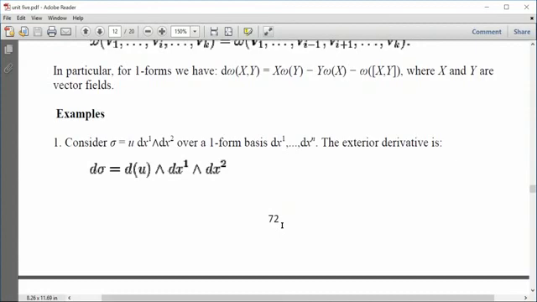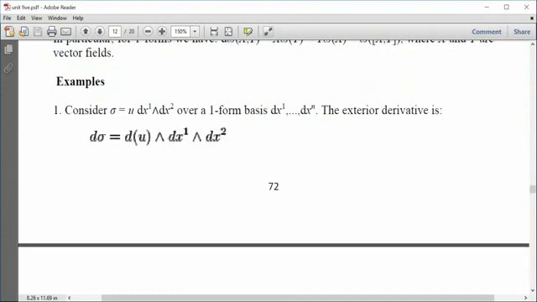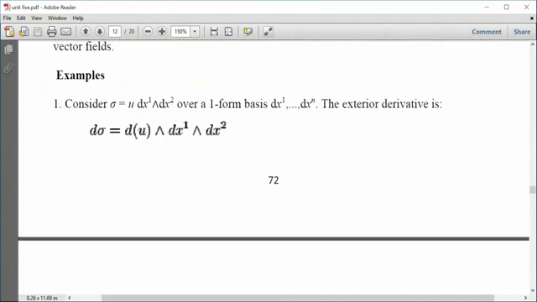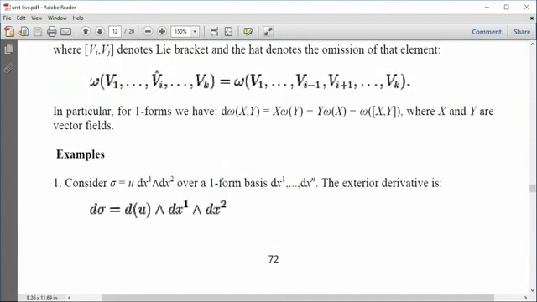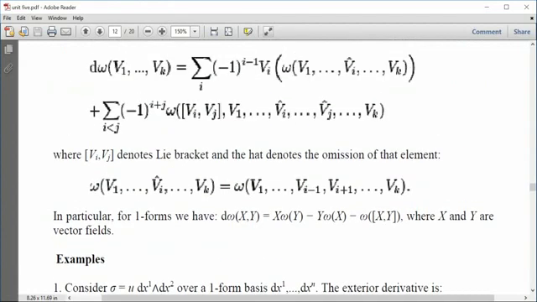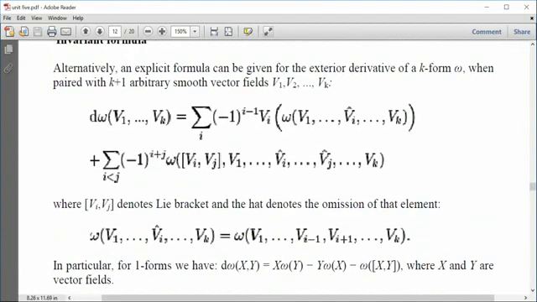Let's look at an example. Consider sigma is equal to u dx1 cross dx2. Now, these powers are coming from the summation.